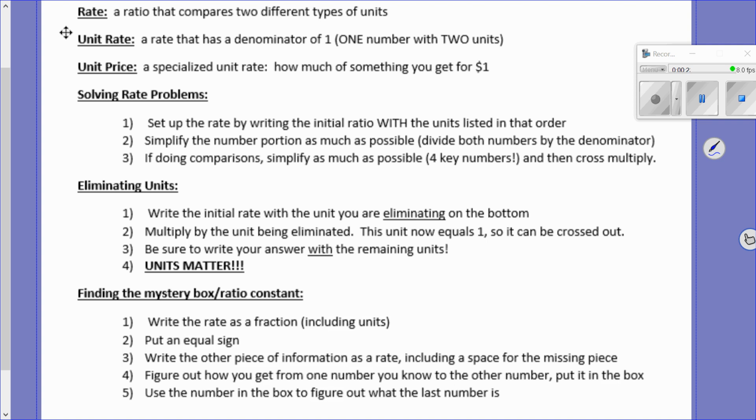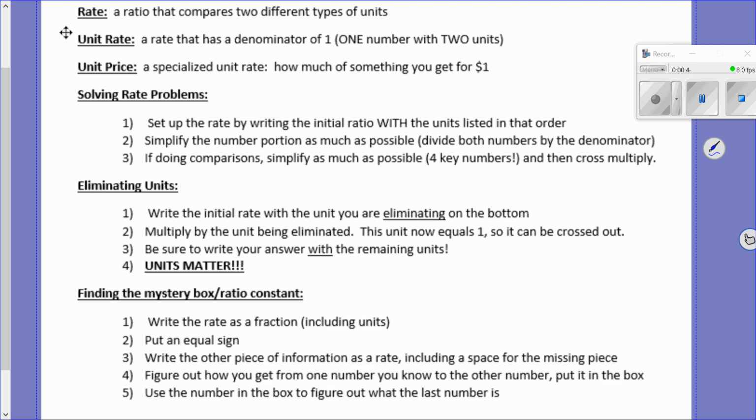Same stuff, your order matters. Whatever's listed first goes first, whatever's listed second goes second. The difference here is, in a rate, I must have two units that I'm comparing. Now, for the rate itself, you also can keep it in a ratio format. So it's basically like putting the ratio and what it's comparing all together.